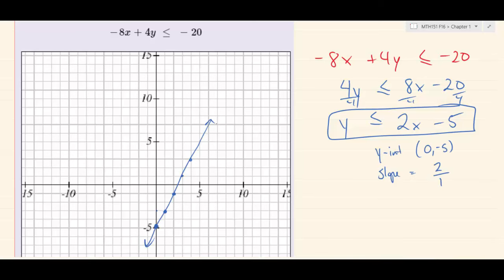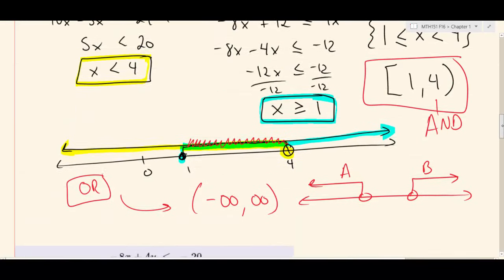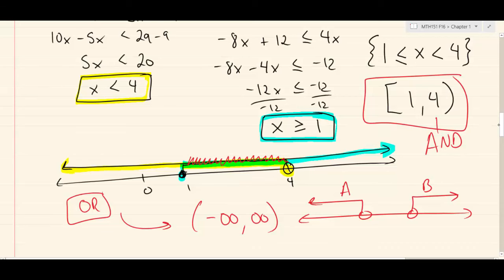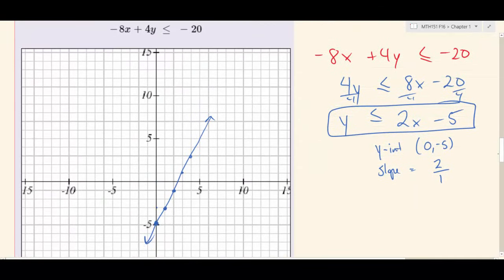Remember when we were back in one dimension, we talked about 2 things we had to determine with our solution. First, we had to determine open dot, closed dot. And then we had to determine, do we shade to the left or do we shade to the right? We got to determine those same 2 things here. So is this an open dot or a closed dot? It's a closed dot, okay?